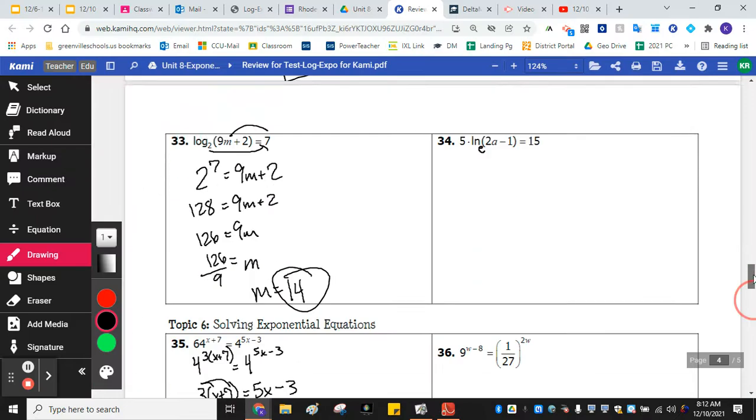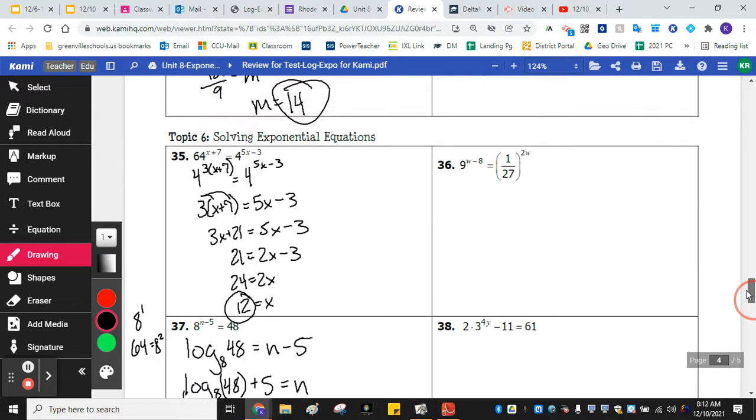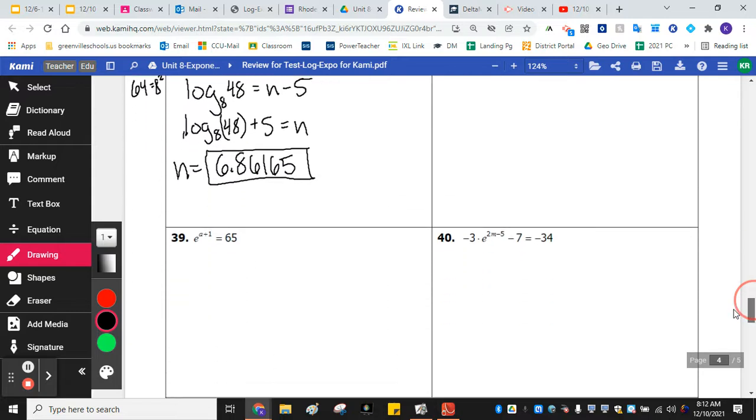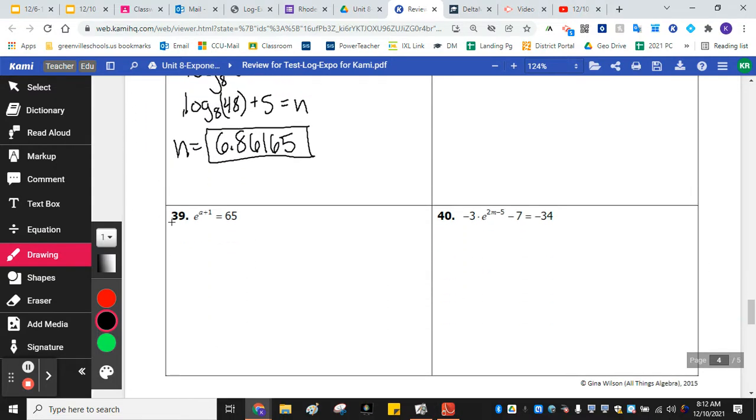Let's see if the test says to round anything. Nope, doesn't say to round anything. So just give me the whole thing. All right. 39E.